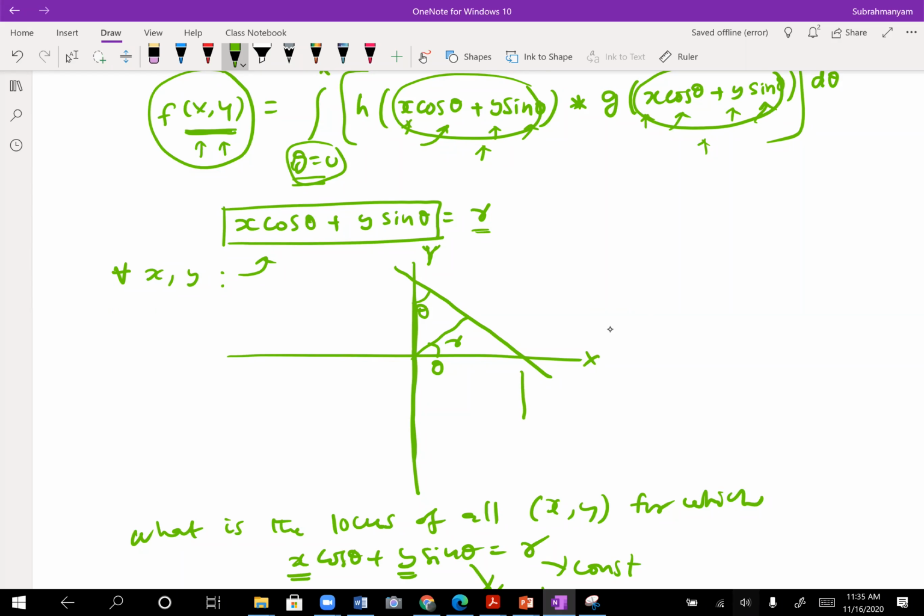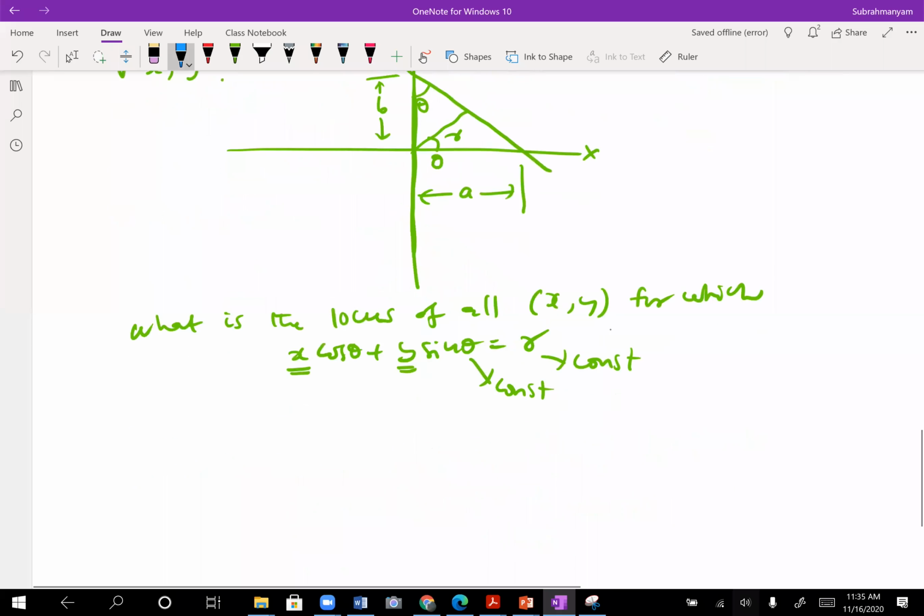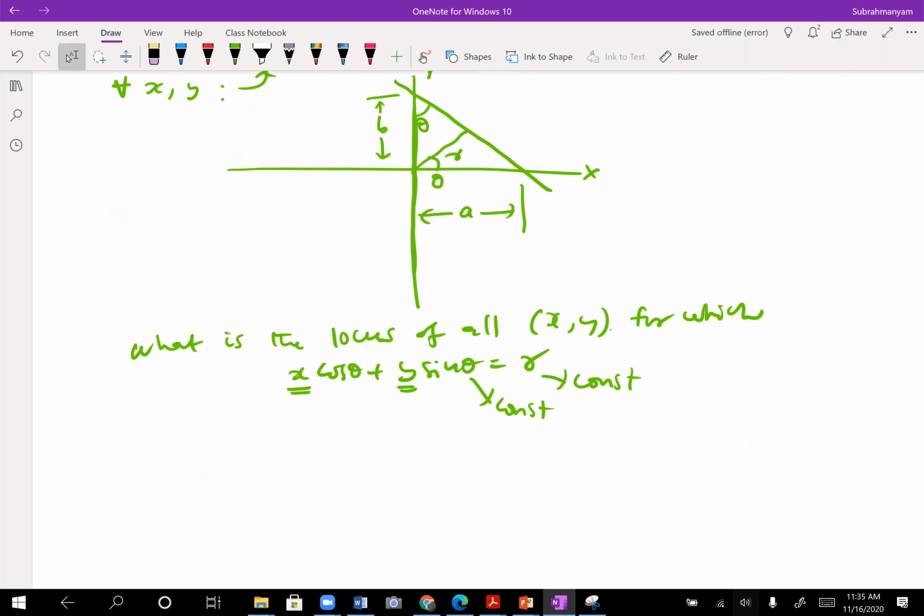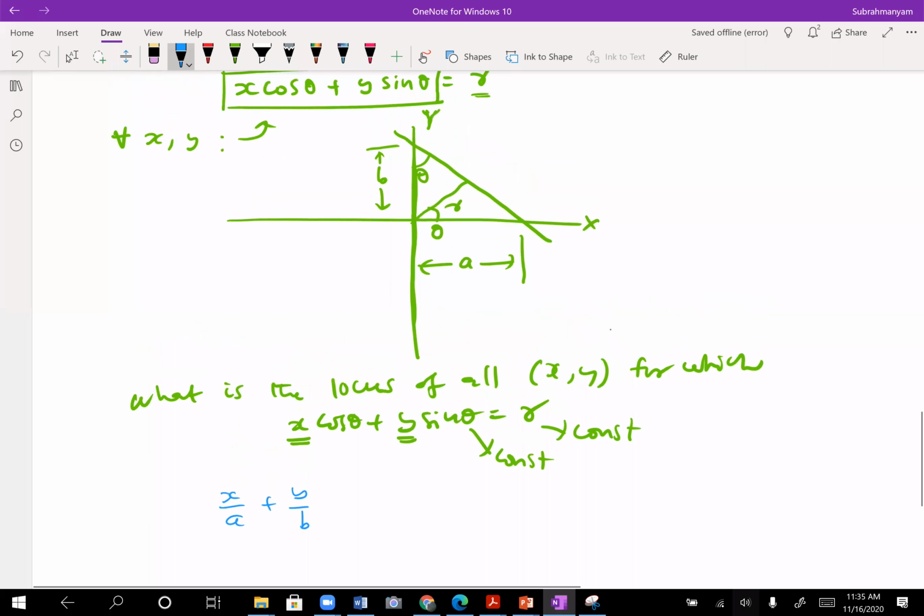You first write a simple equation of a line where you call the x-intercept A and the y-intercept B. If I give you those two, how do you write the equation of a line? I give you the x-intercept and y-intercept. How do you write the equation of a line? x by a plus y by b equal to 1. Correct.